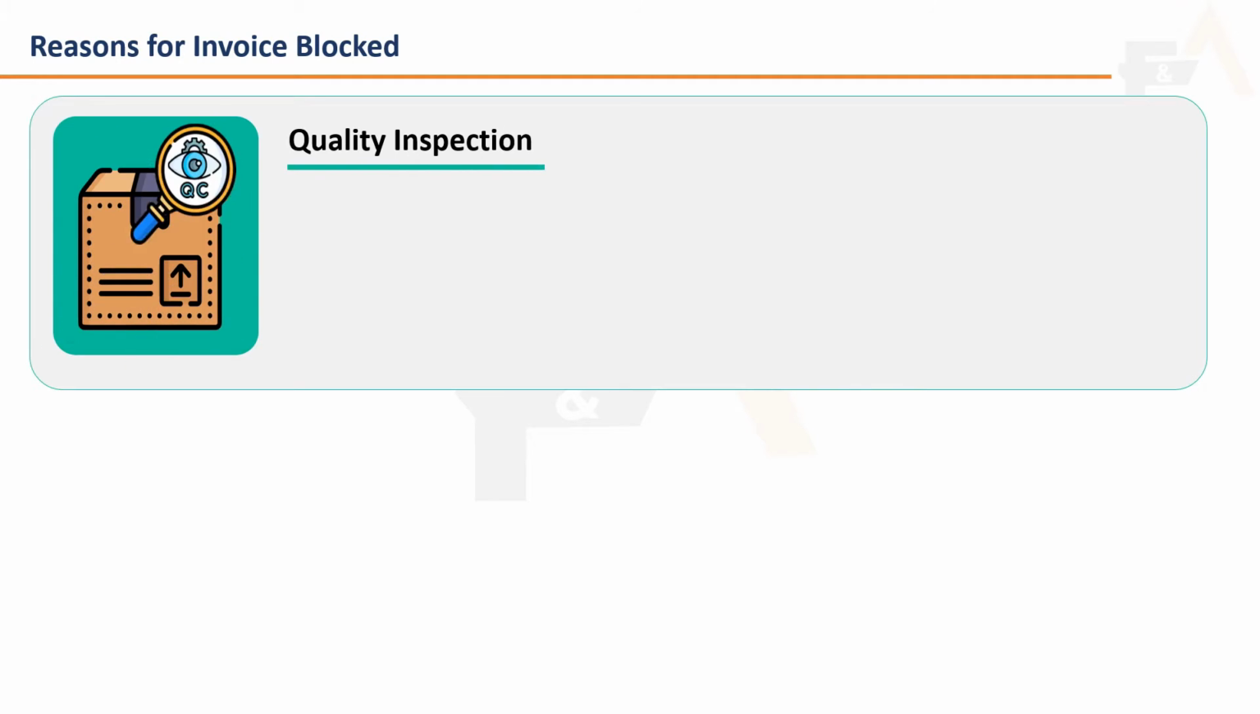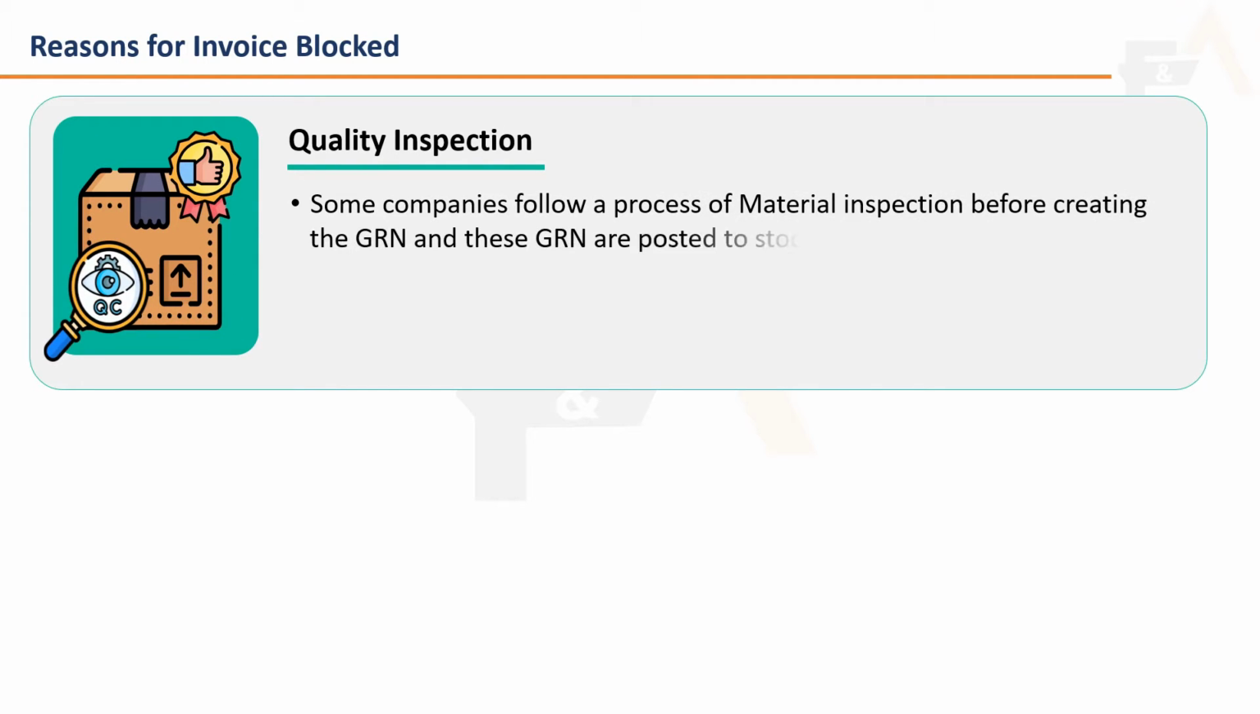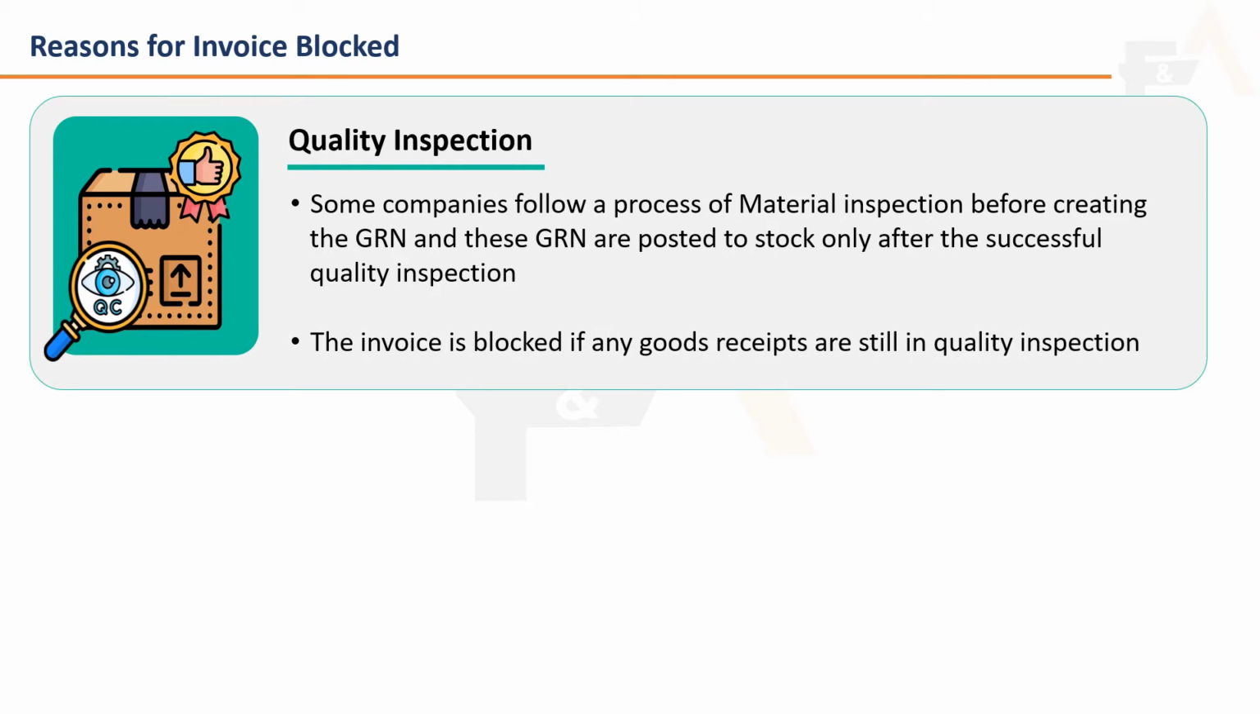Quality inspection. Some companies follow a process of material inspection before creating the GRN. Goods receipts for such material are posted to stock only after the successful quality inspection. The invoice is blocked if any goods receipts are still in quality inspection.